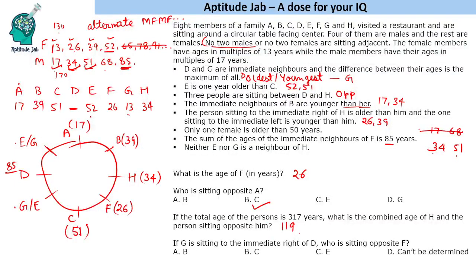If G is sitting to the immediate right of D, who is opposite F? So if G is sitting here, E will be sitting here. Opposite F, we will have E. So this completes the arrangement, with the possibilities and the questions along with it.